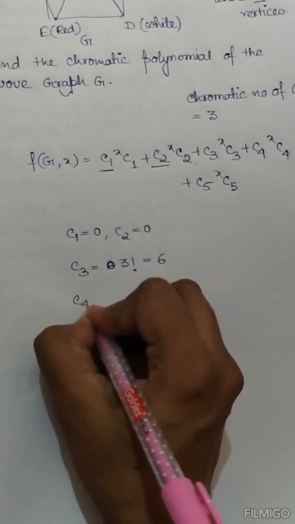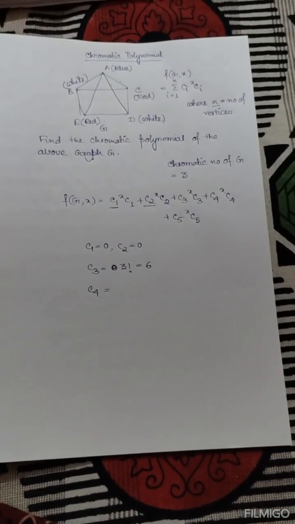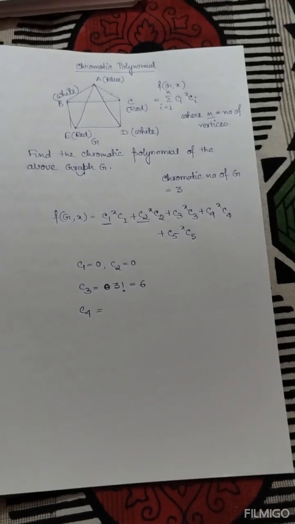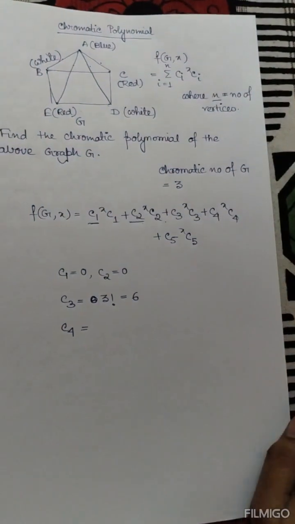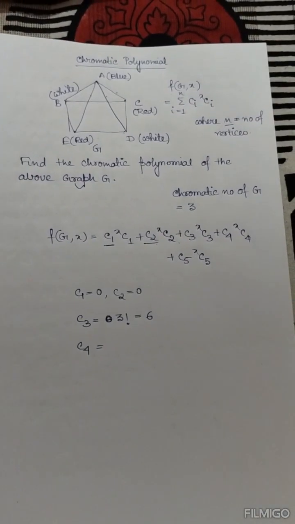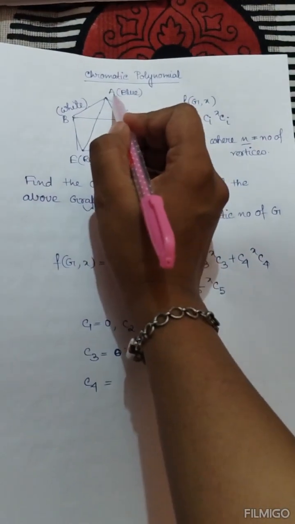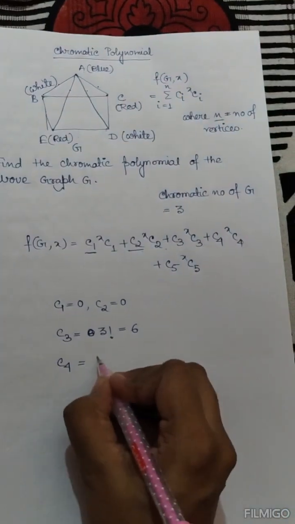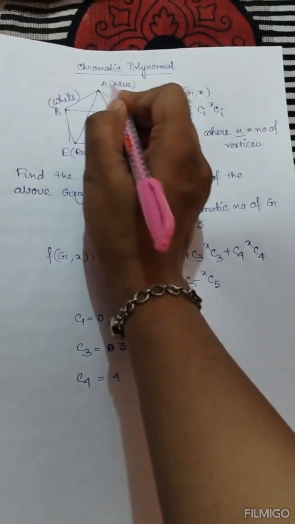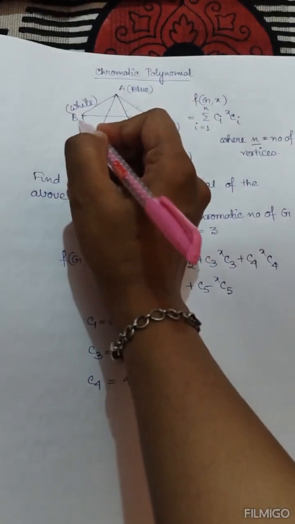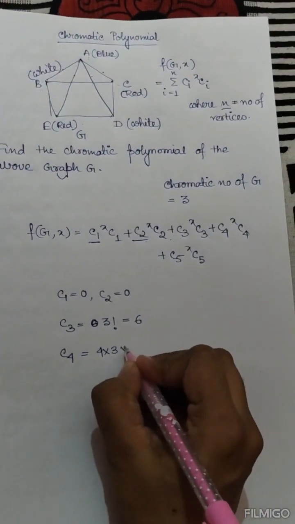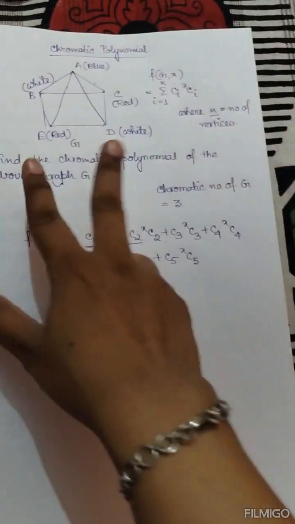Now C4. C4 means you have 4 colors, but actually you need how many colors? You just need 3 colors, right? Now first we will put 3 different colors in different ways. Suppose first we have 4 colors. We can choose for a vertex any one of the colors. How many ways? 4 ways. There is no other option. As we assign any one of the colors to this A vertex, then B can be chosen in how many ways? 3 ways. Now C can be chosen in how many ways? 2 ways. Clear?